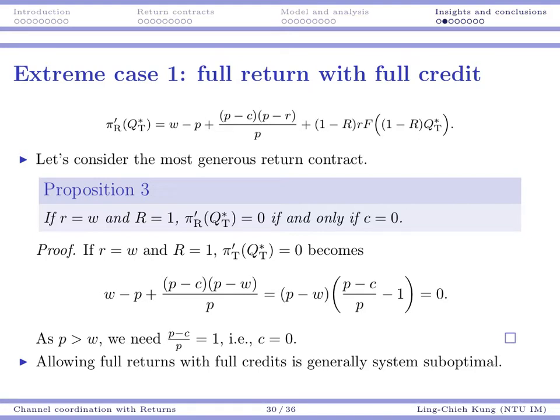It tells us that if we are allowing full returns with full credits, then in general it is system suboptimal. If we are so generous like this, what will you do as a retailer? You will order as much as possible, and the order quantity will be larger than qt star.